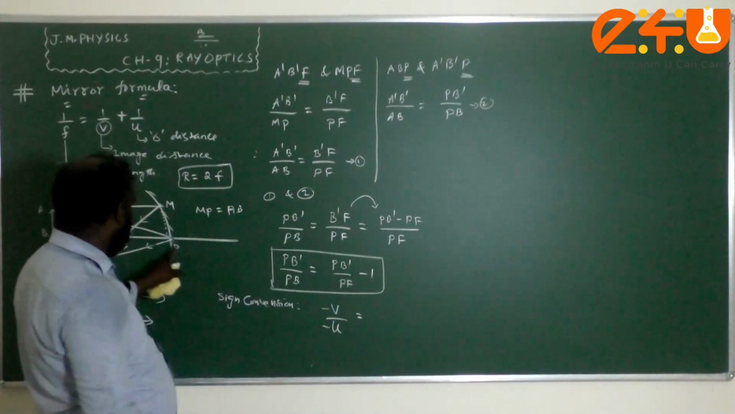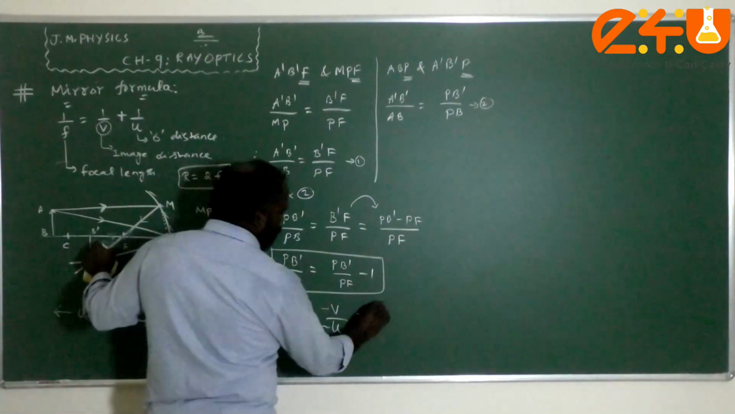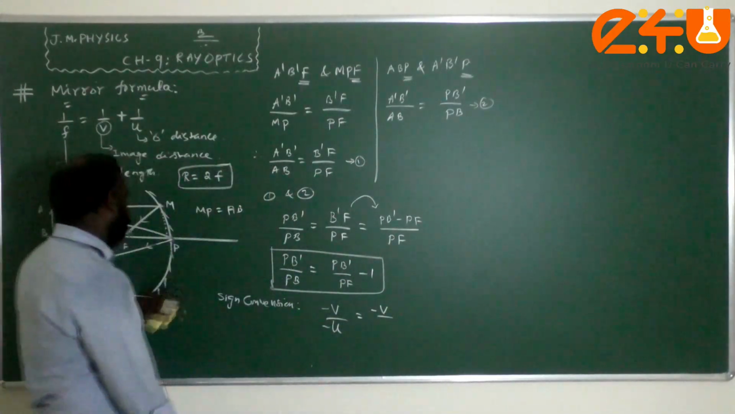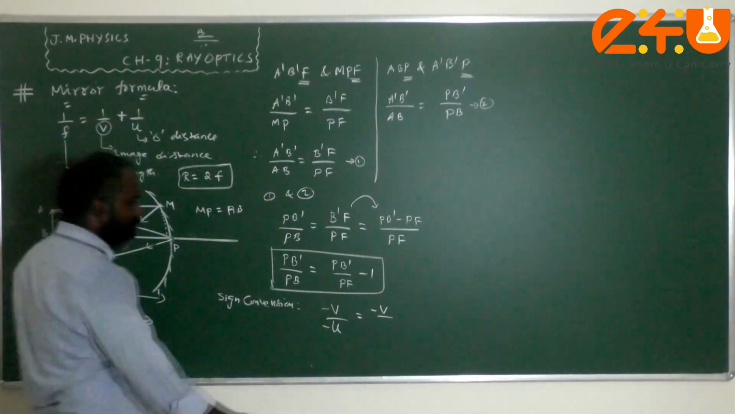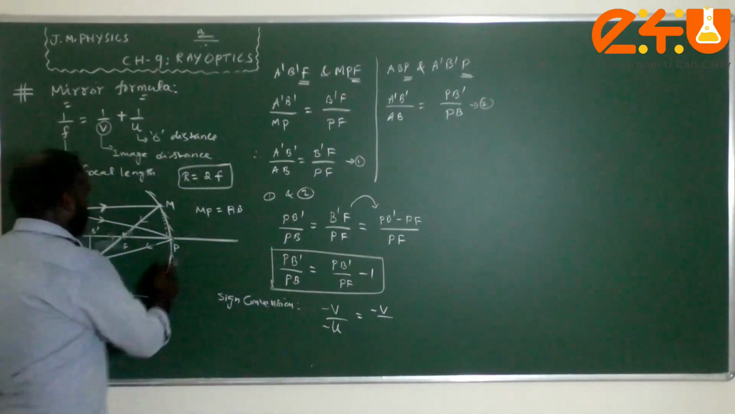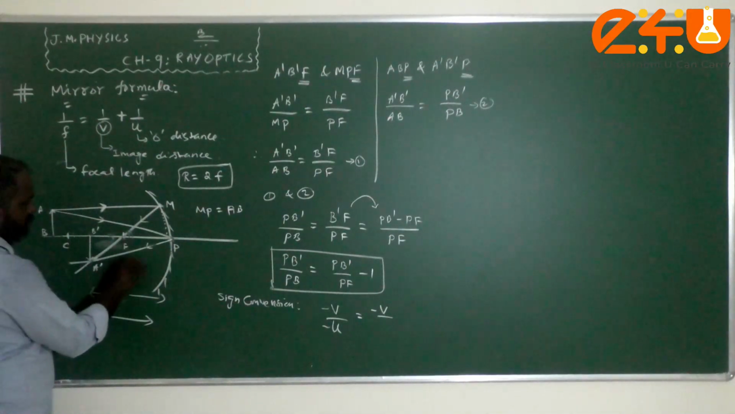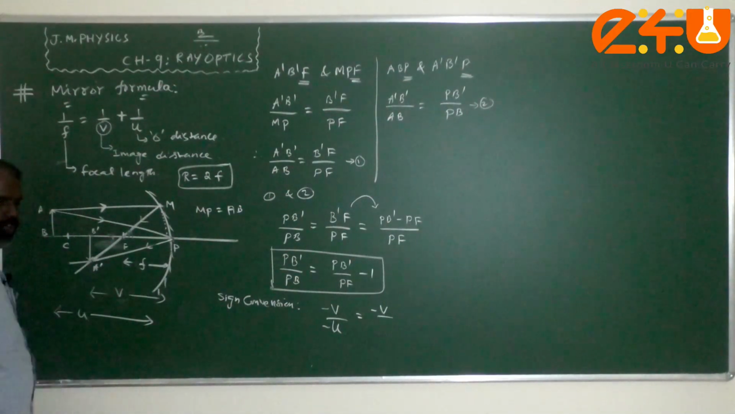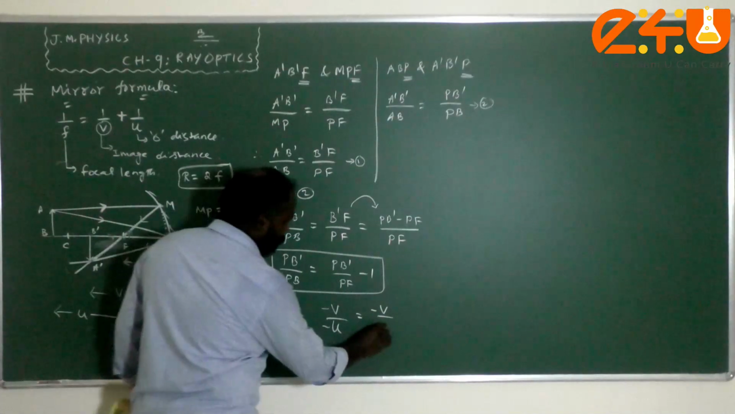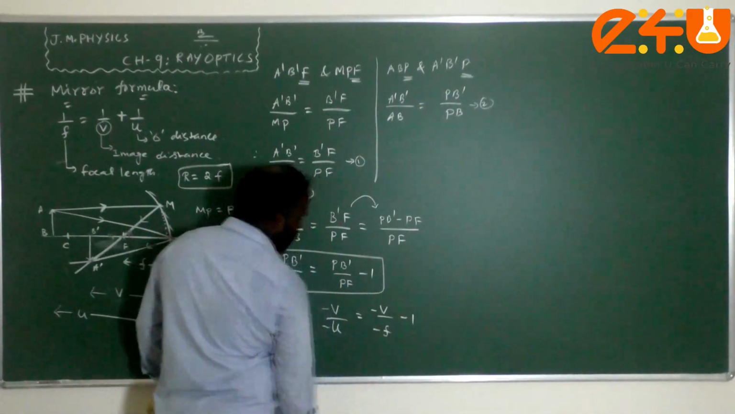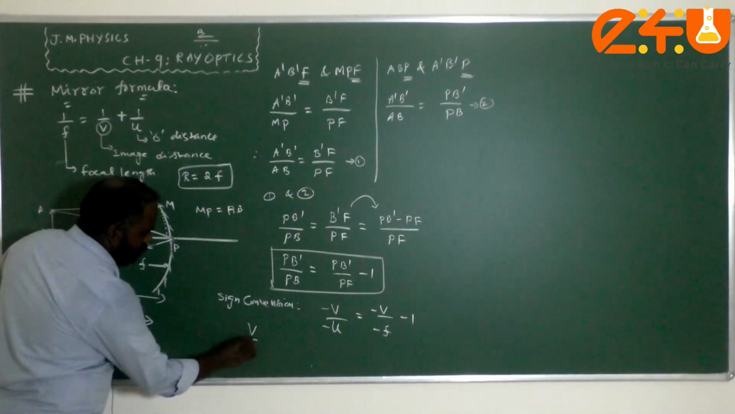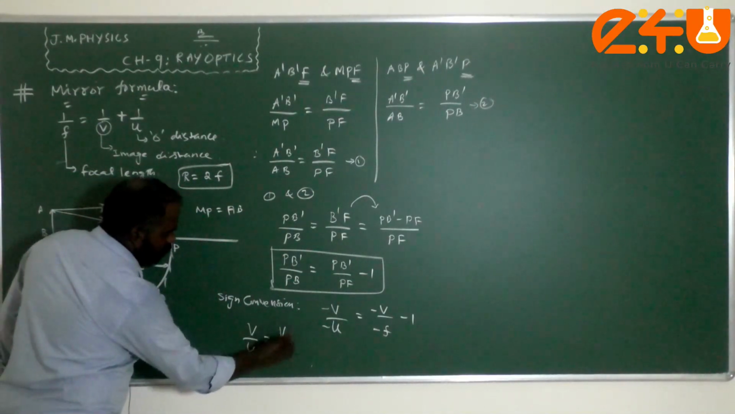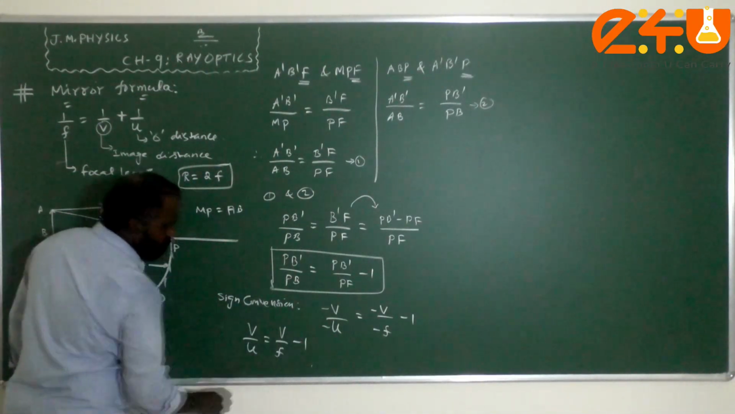As we said here, PB dash is nothing but minus V divided by PF. Again you see that this is the incident ray, PF is opposite to that incident ray, and this PF is nothing but the focal length. Therefore I can write that as minus F minus 1. So this minus gets cancelled out. Therefore I can write that V by U is equal to V by F minus 1.